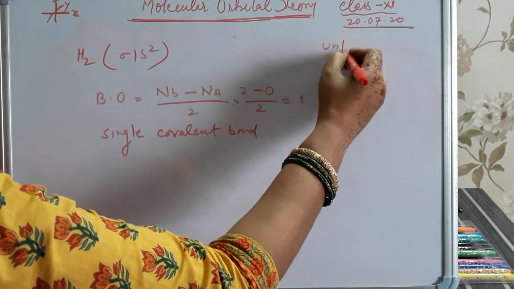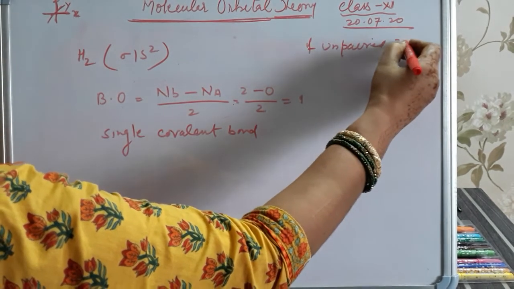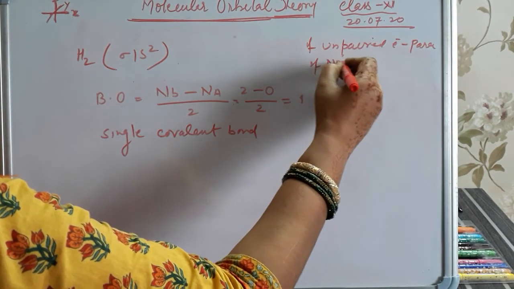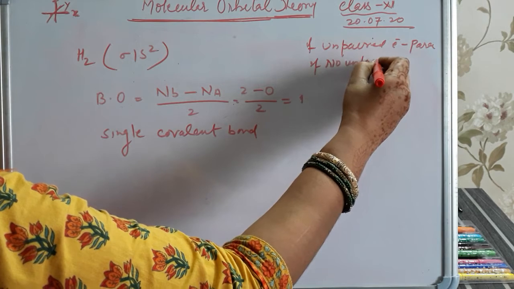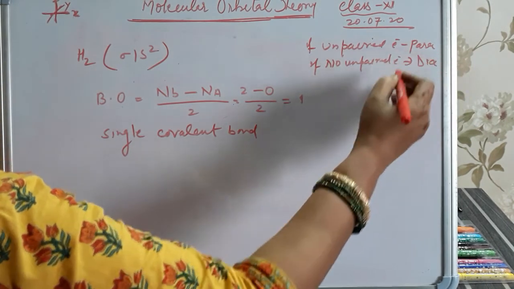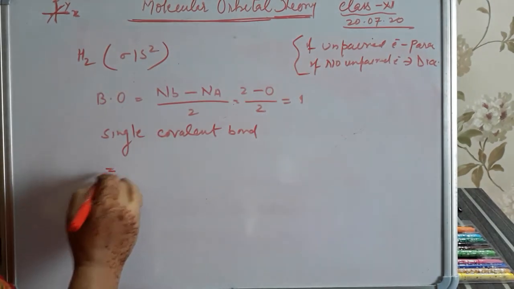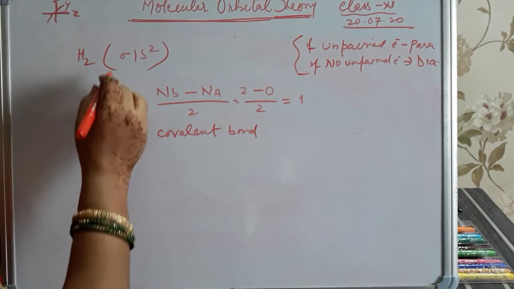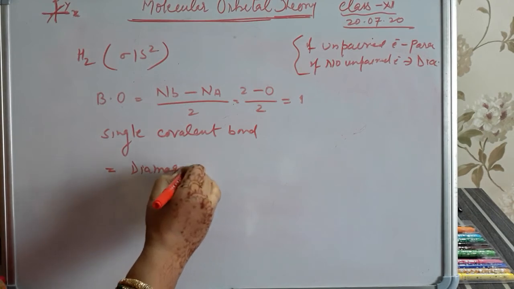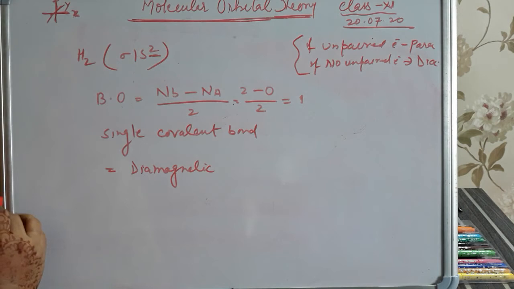If unpaired electron is present, it is paramagnetic. If no unpaired electron, that means all are paired, and it is called diamagnetic. So it has no unpaired electron, which means the magnetic property of this particular species is diamagnetic, because it has 2 electrons and a pair of orbital.